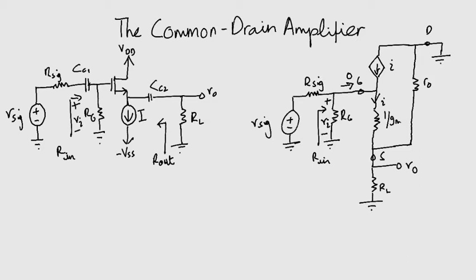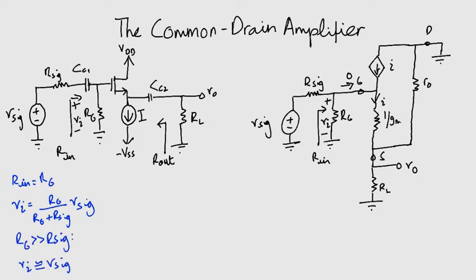However, notice that RL is not in series with 1/gm. Also notice that we have included r0 again. Why? Because it could not be ignored. Its value is significant in this analysis. So we start off and notice that Rin equals Rg. We can write the equation for Vi and we select Rg to be much larger than the internal resistance Rsig. So we get Vi is approximately equal to Vsig.